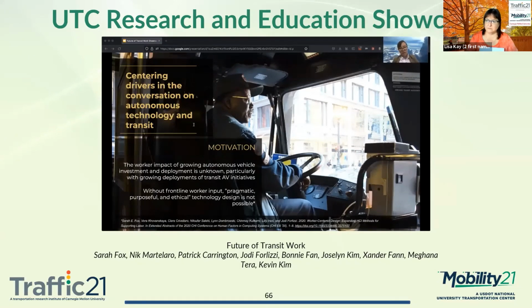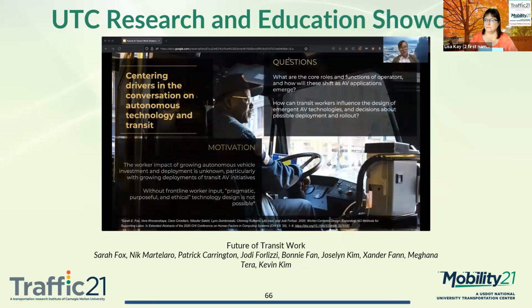So we want to answer some critical questions in our project, including getting a full understanding of all the core roles and functions of operators, which extend far beyond driving alone, and understanding how those roles and functions will shift as AV applications emerge. We want to further understand how transit workers can be a voice and influence the decision-making around potential AV deployments and rollouts.